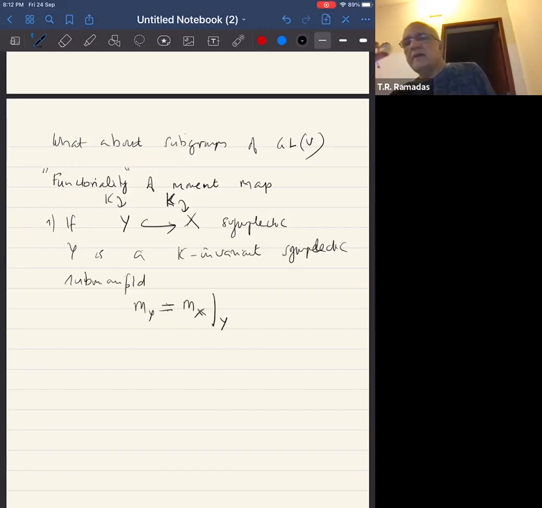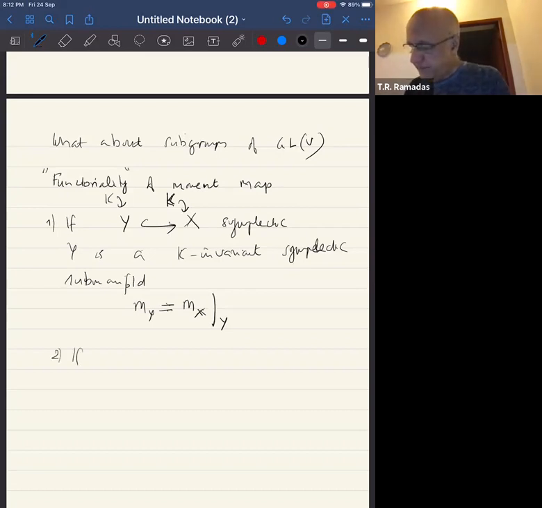So if I have a Lie group acting symplectically on a bigger symplectic manifold, and it leaves a submanifold invariant, and the symplectic form restricts to a symplectic form on the submanifold, then if I take the moment map for the bigger manifold and just restrict it to the smaller manifold, that's a moment map for the smaller manifold.